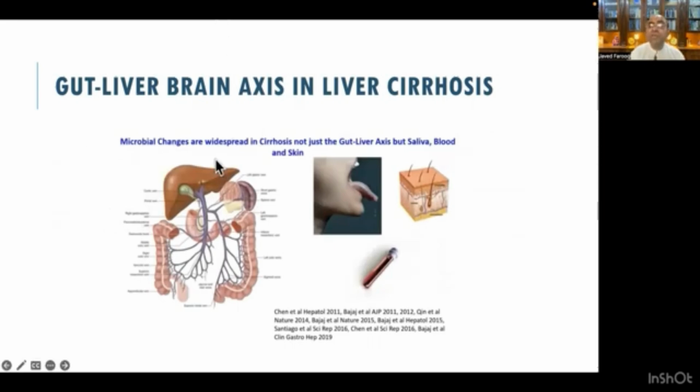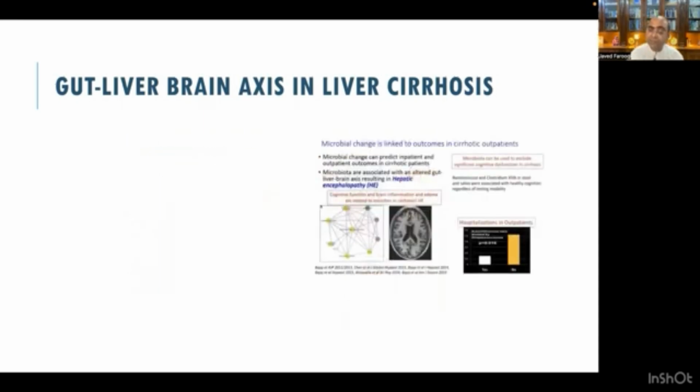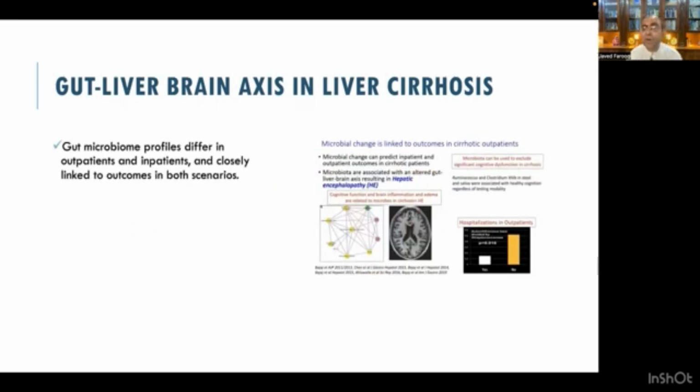The microbial changes are widespread in cirrhosis, and not just in the gut-liver axis, but also in saliva, blood, and skin. All these have shown that these microbial changes are there. The gut-liver is the mostly affected one, but we see microbial changes generalized in cirrhotic patients. Gut microbiome profiles differ in outpatients and inpatients and are closely linked to outcomes in both scenarios. So the microbiome profile will be different in outpatients and in inpatients.